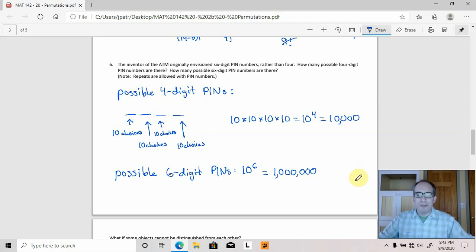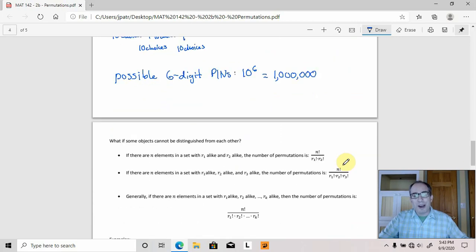So maybe the inventor of the ATM was thinking, like, you know, 1 million is a nice round number for the number of possibilities. But we ended up going with 4. I think there are places in the world that have 6, but I think the 4 is more common.